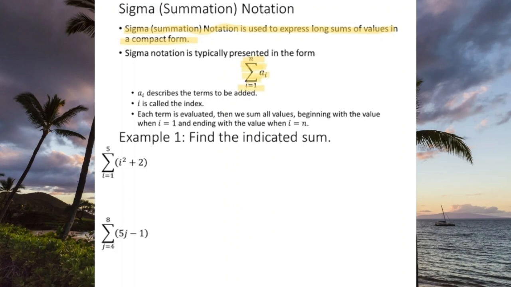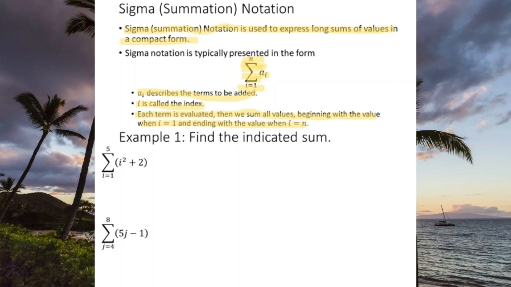The symbol that looks like an E is the capital letter sigma, which is from the Greek alphabet. a sub i describes the terms that we are adding together. Usually it'll be some sort of equation. i is called the index, and each term is evaluated based on the a sub i rule. Then we sum all of those values, and we begin with the value of i equals 1, and we end with the value of when i equals n.